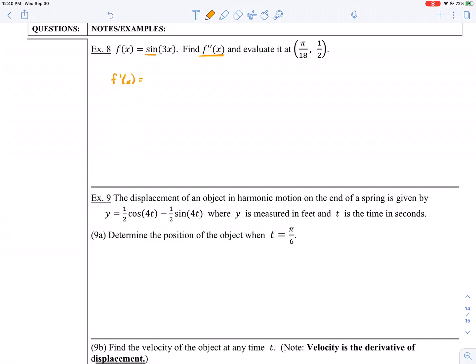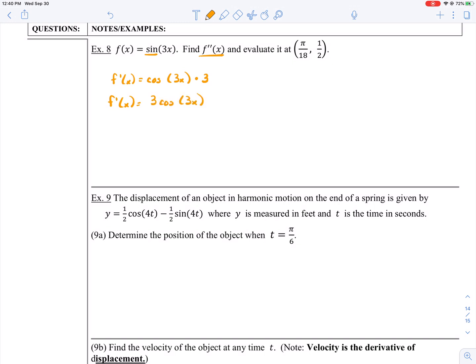The outside piece is sine. The inside is 3x. So the derivative of sine is cosine. You're supposed to leave the inside. But then you must multiply by the derivative of the inside, which is 3. So my first derivative is going to be 3 cosine of 3x.